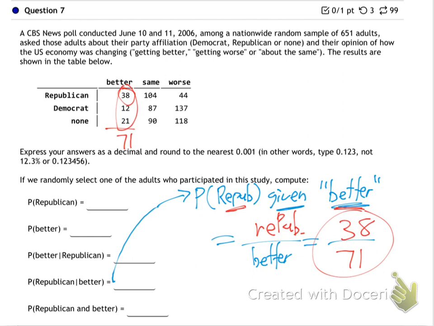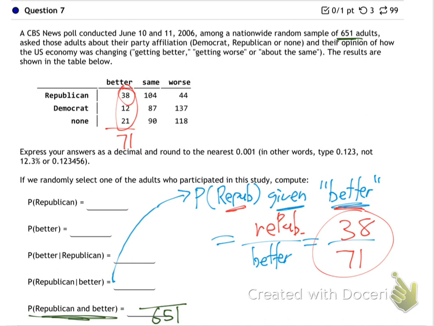Now let's answer the last one. What's the probability that you grab somebody random and they're Republican and they think the economy's getting better? On that last one, is there a given? Is anything given on this one? No. Nothing's given, so we know the denominator is everybody. 651, there it is. So the denominator is 651 because it's out of everybody. We're not limiting the pool with any given.